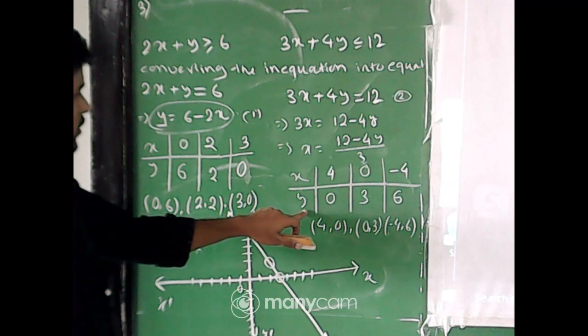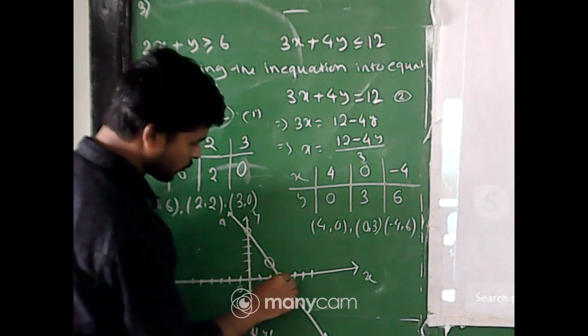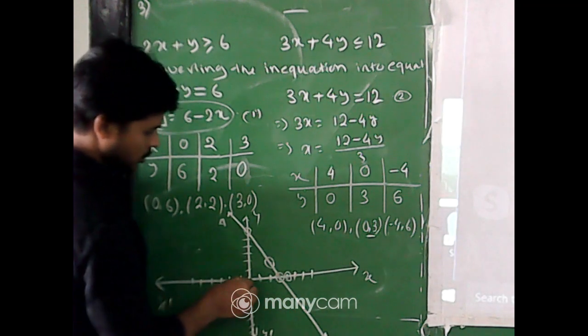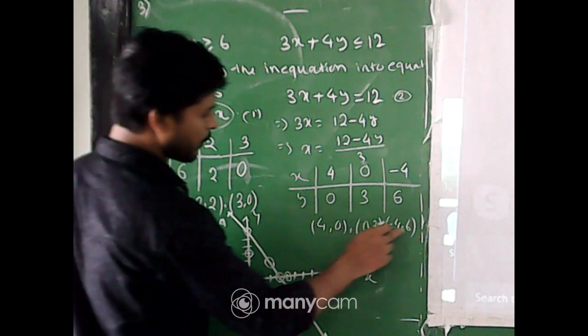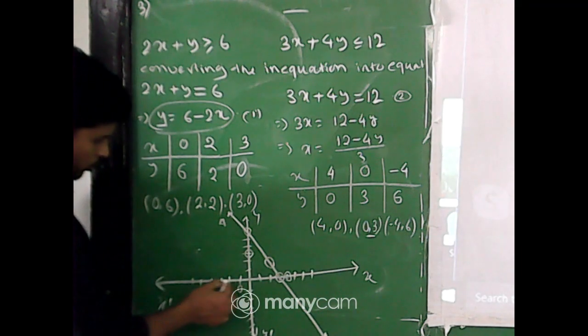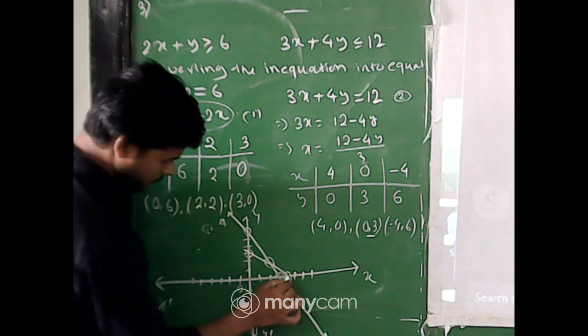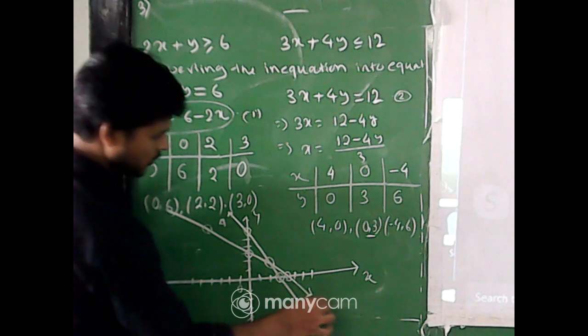Similarly, from this set of solutions, put the value (4, 0). 1, 2, 3, 4, comma 0 means this point. Then (0, 3). 0, 1, 2, 3. This point. And then (minus 4, 6). 1, 2, 3, 4 and 1, 2, 3, 4, 5, 6. Is this point. Now join them. Okay, so this is your CD.